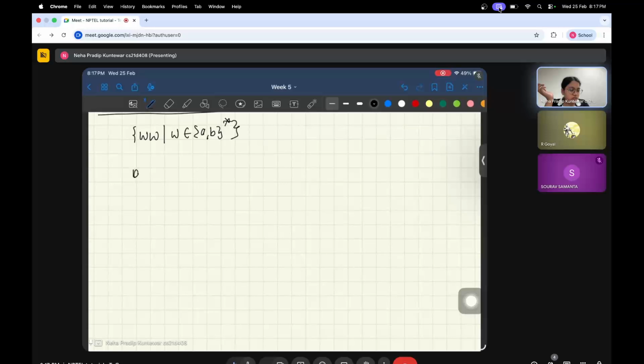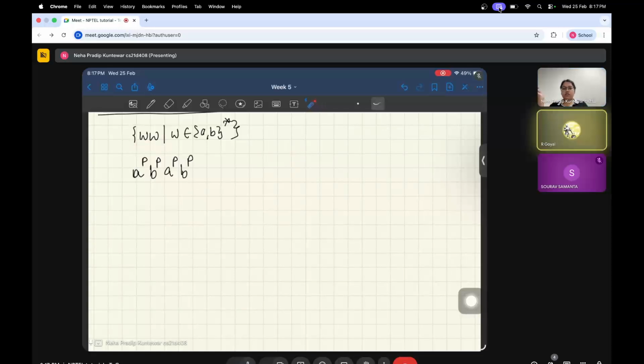Yeah, what is your string? A to the p, b to the p, and then a to the p, and then b to the p. Yeah, this should work because, anyway, we are exhibiting only one string here. So if that is the case, then here the things are easier.